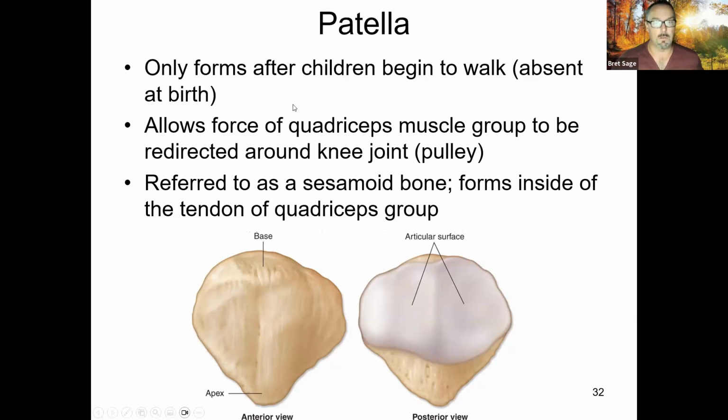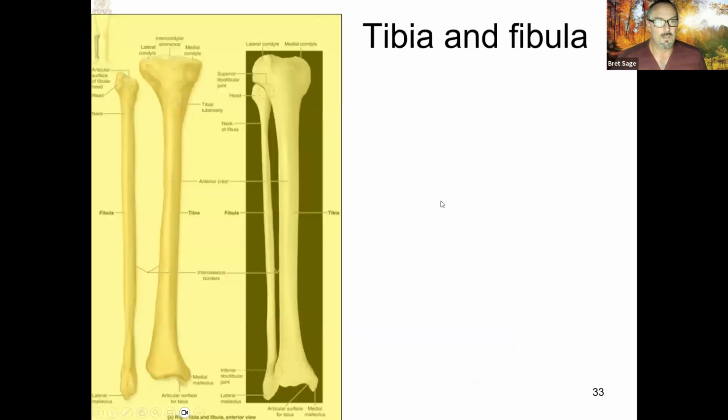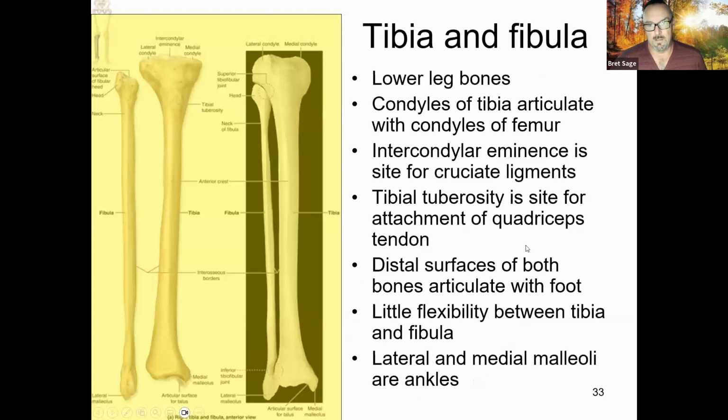So that's another fact. What's the only bone that we have as adults that we're not born with? It's the patella. It's a sesamoid bone because it forms inside the tendon of the quadriceps muscle group. Tibia and fibula are lower leg bones. These are just some facts that are key to these bones.